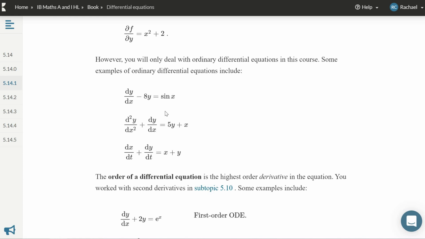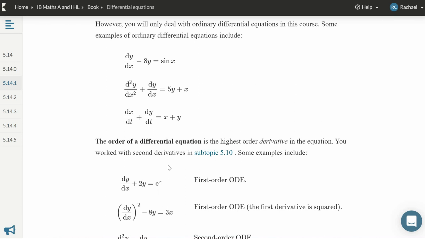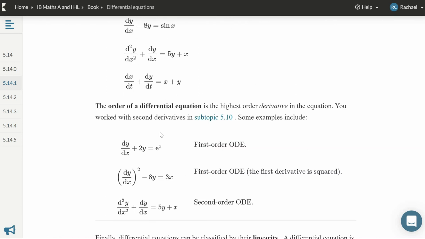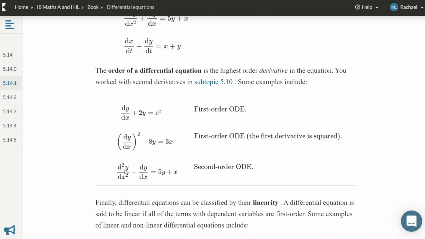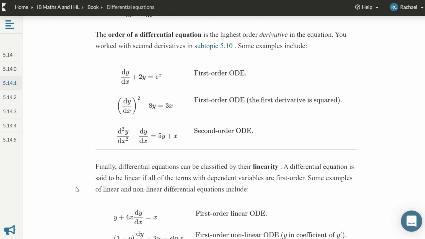We also have examples like here where maybe there's a sine x involved, or a second order differential equation. This is considered second order because the highest derivative of it is a 2. The order of a differential equation is the highest order derivative in the equation. So this is a first order ODE, because the highest order is 1. This is first order as well. It's just squared. They're just being silly and trying to trick you. This is second order. This is the notation for a second order ODE.